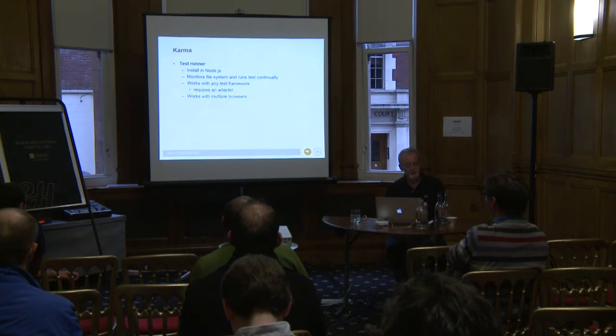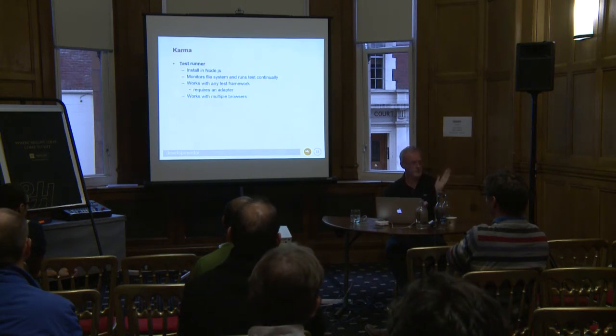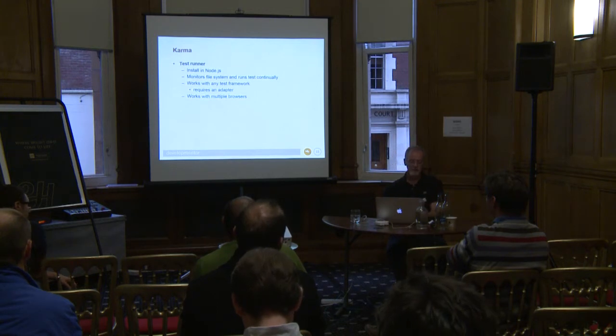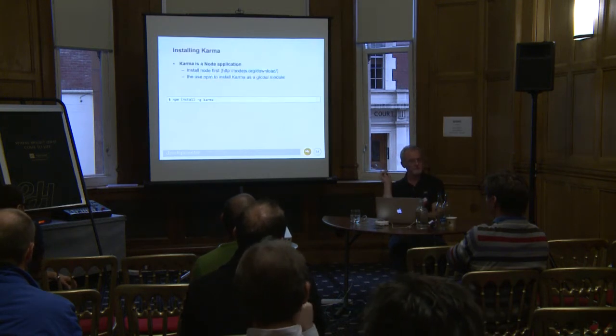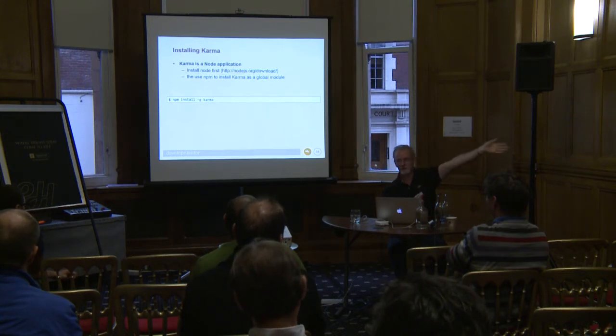So Karma is a Node extension. You install Node, and whether you're running on Windows or Mac or Linux, installing Node is trivial on all those platforms. So Node.js. Then you can install Karma, and you install it by this. You use npm, which is Node's package manager. So npm install karma -g, where -g just means global, so it's now available anywhere.